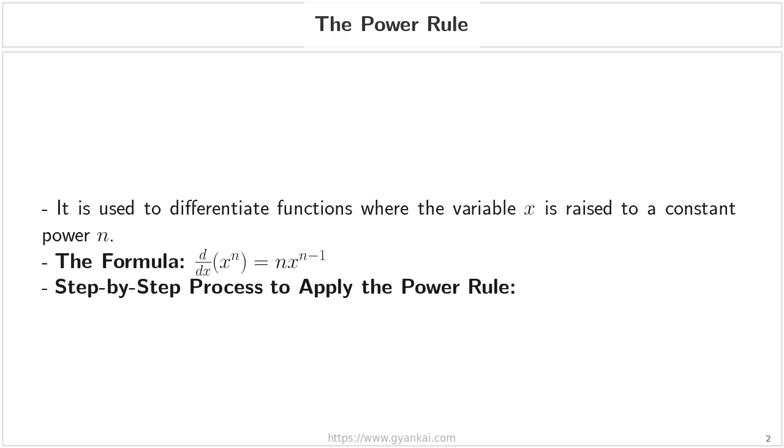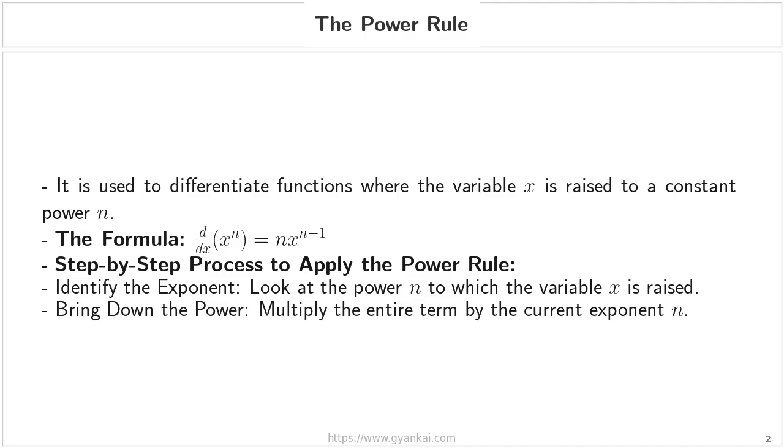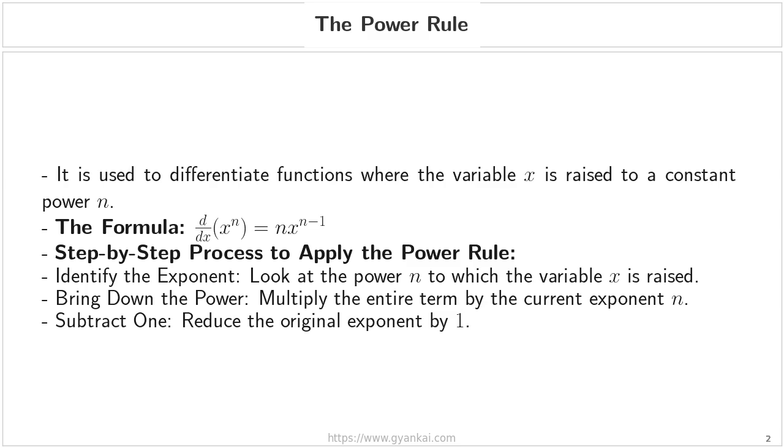To ensure you apply this correctly, I want you to follow this simple three-step process. First, identify the exponent. Simply look at the power n to which the variable x is raised. Second, bring down the power. This means you take that current exponent n and multiply it by the entire term. And finally, subtract 1. You reduce the original exponent by 1 to find the new power of x. Once you are comfortable with these steps, you will find that you can differentiate power functions almost instantaneously. Let's move to the next slide to see a practical example of this in action.